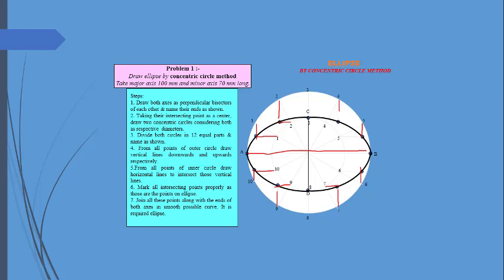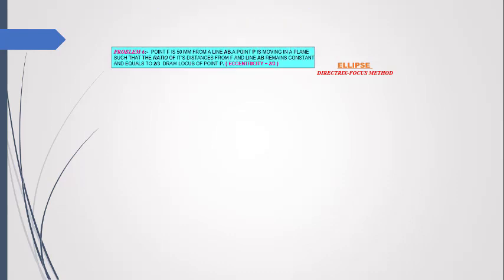ellipse. Now let's see the other method of construction of an ellipse, that is how we can construct an ellipse by the directrix focus method. For the directrix focus method, we will need eccentricity and a fixed point from a directrix length.